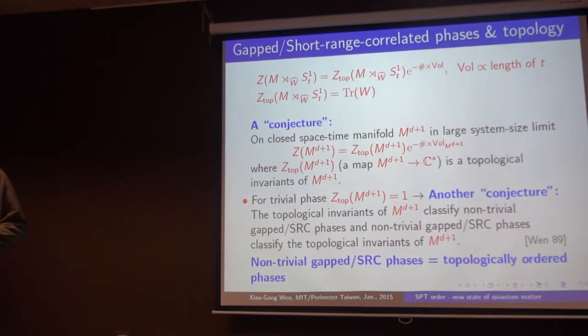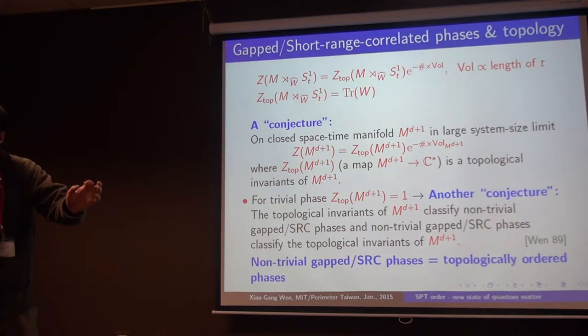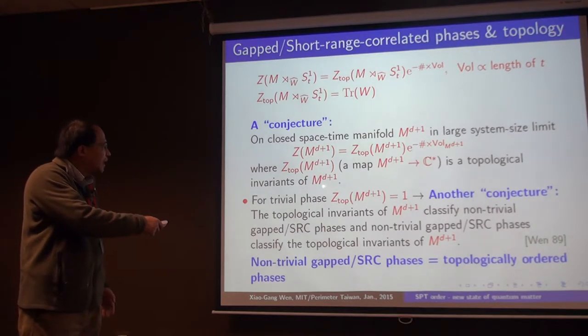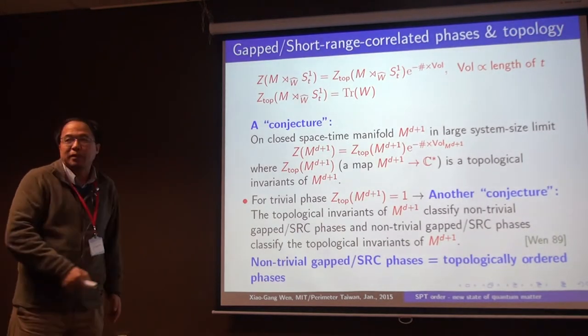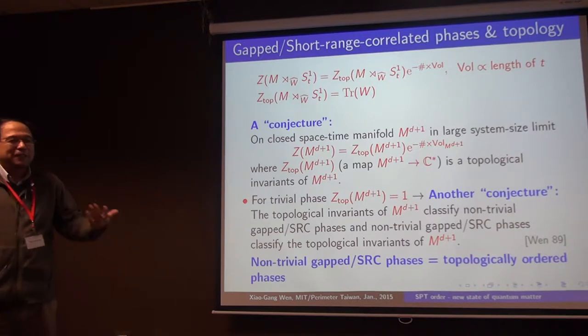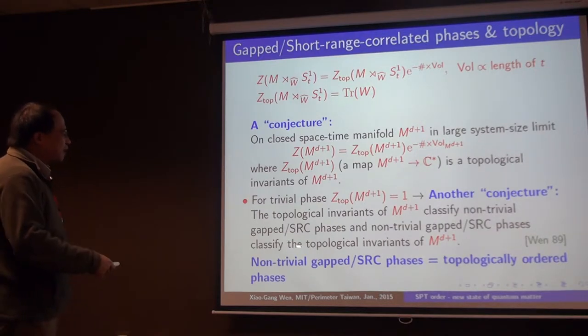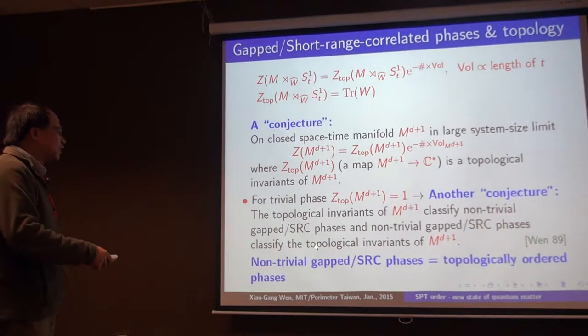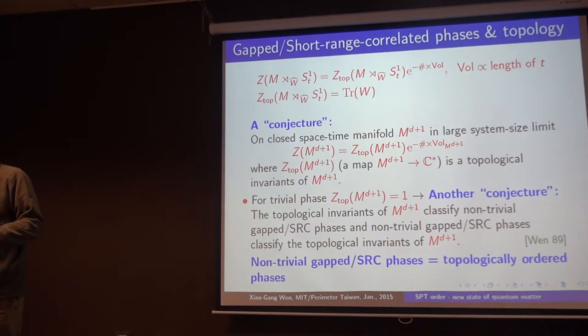Mathematicians have studied the topological invariants of manifolds for a long time. For each topological invariant found by mathematicians, which really means they find some kind of function, a map from topology to a number, we claim that in condensed matter it corresponds to a topological order. And vice versa, every topological order corresponds to a topological invariant, and to all the topological invariants. So we try to say that topological order classifies all the possible topological invariants of a manifold.